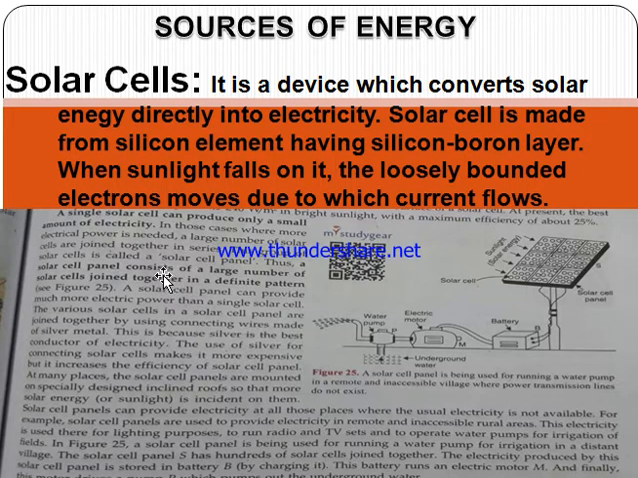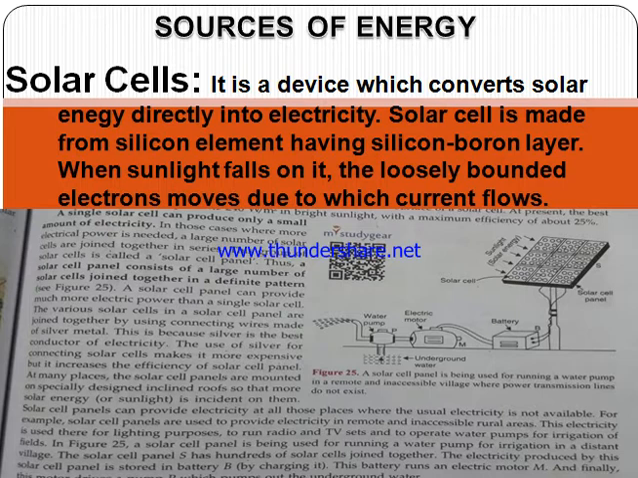A group of solar cells is known as a solar panel. A solar panel consists of a large number of solar cells having a silicon boron layer, and on top a glass layer is present to protect the cells. It can provide much electric power, and the various solar cells are joined together using connecting wires. The solar panel receives solar energy and converts it into electricity, and to store it we use a battery. The battery runs the electric motor, and the water pump starts to move. So this is all about the solar panels.